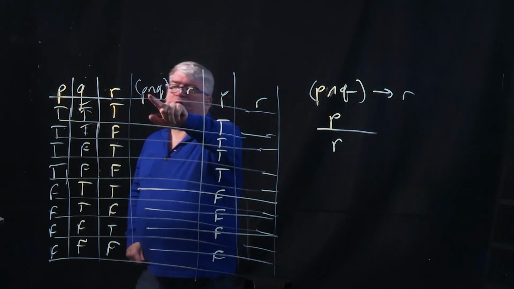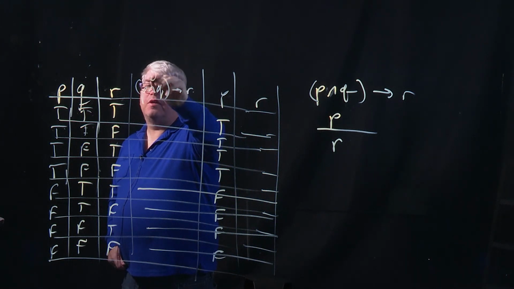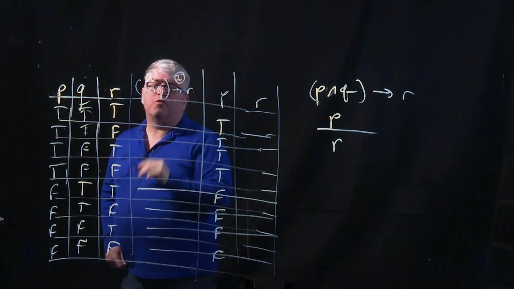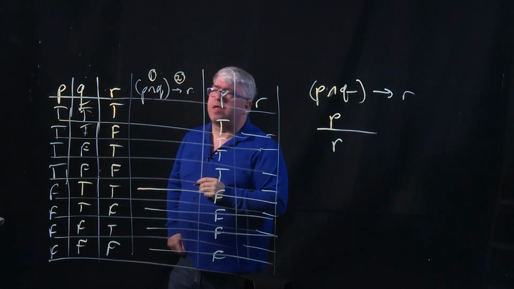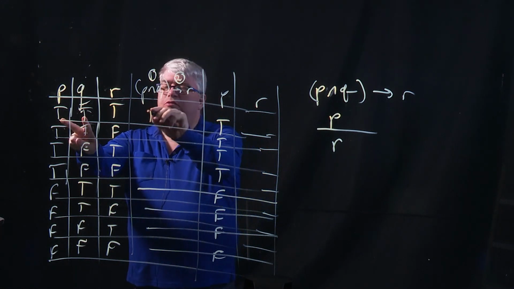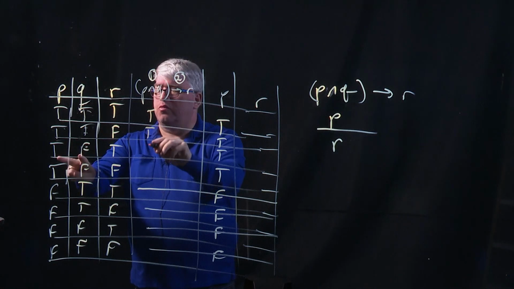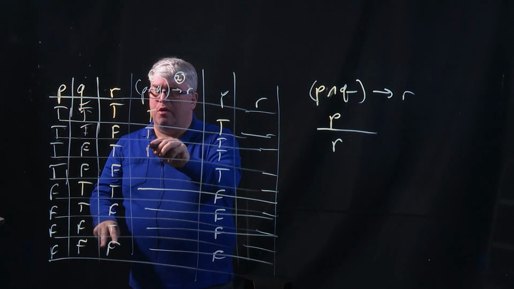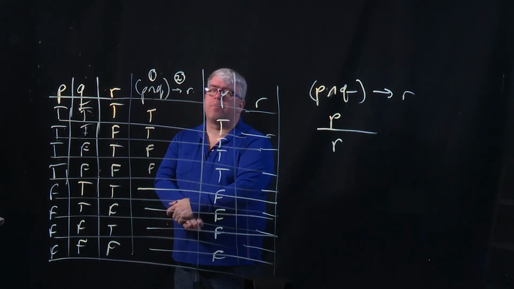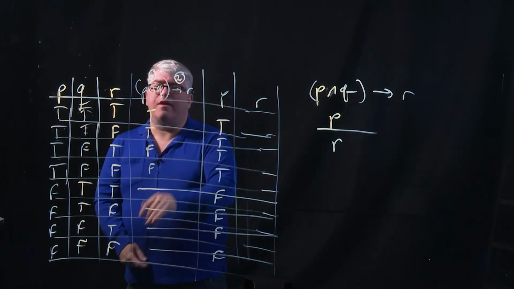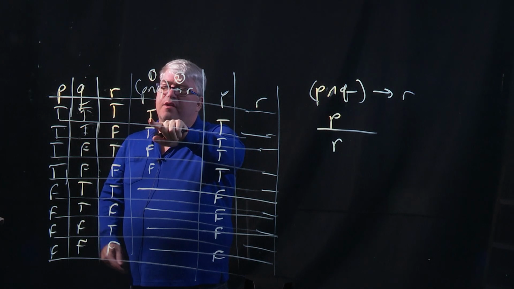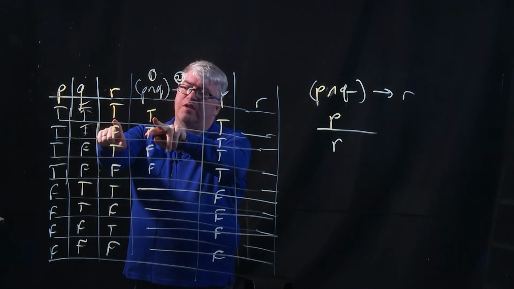Okay, so let me fill these out. And I have to do the and first because of the parentheses. And then I would do my conditional. So P and Q, if both of them are true, it comes out true. There's a true, no, and no. Okay, so those both come out to be false. And then I'm going to do the and, compare it with the R. The and is on the left.